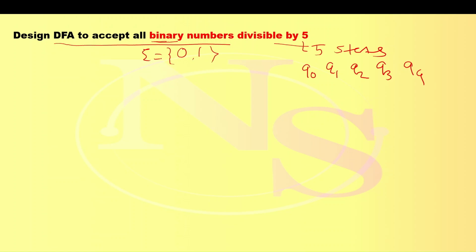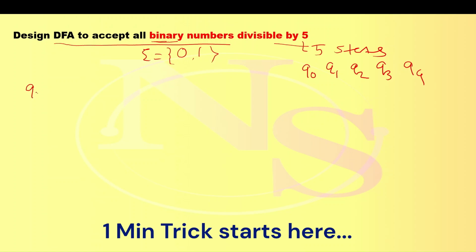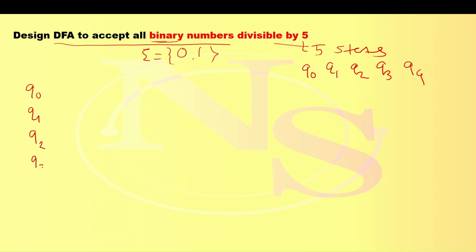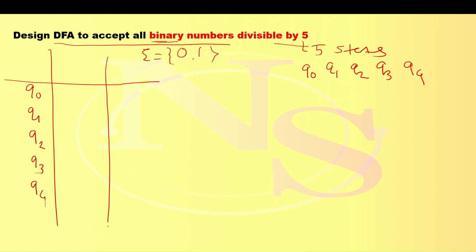Now first write down the state transition table, and from the table you can easily convert to a diagram. So how to write down the table? How many states? Write down Q0, Q1, Q2, Q3 and Q4. As I explained in previous videos also, in such typical question patterns, Q0 will always be the starting state and it is always the final state. That you need to remember. What's the input set? 0, 1.